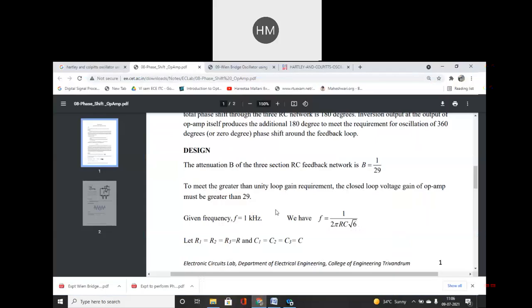Now, so beta is equal to 1 upon 29. This is the condition to achieve oscillation in an RC phase shift oscillator. To meet the greater than unity loop gain requirement, the closed loop voltage gain of the operational amplifier must be greater than 29. Given frequency f is equal to 1 kilohertz. Okay, the given parameter we have is 1 kilohertz.